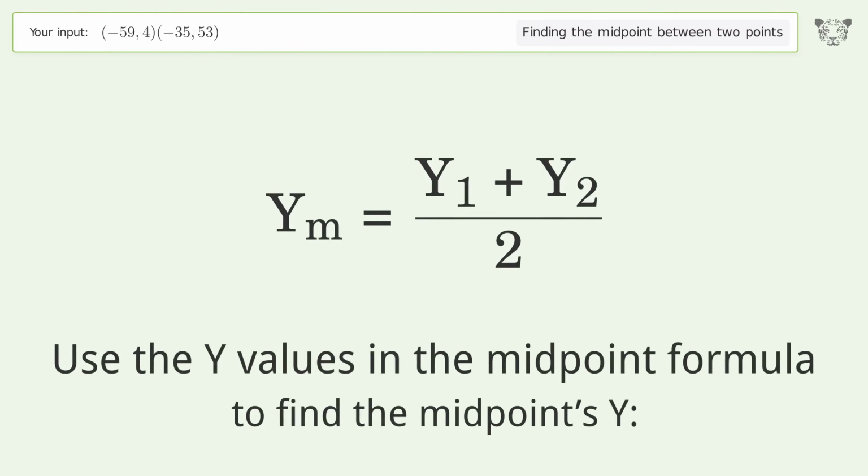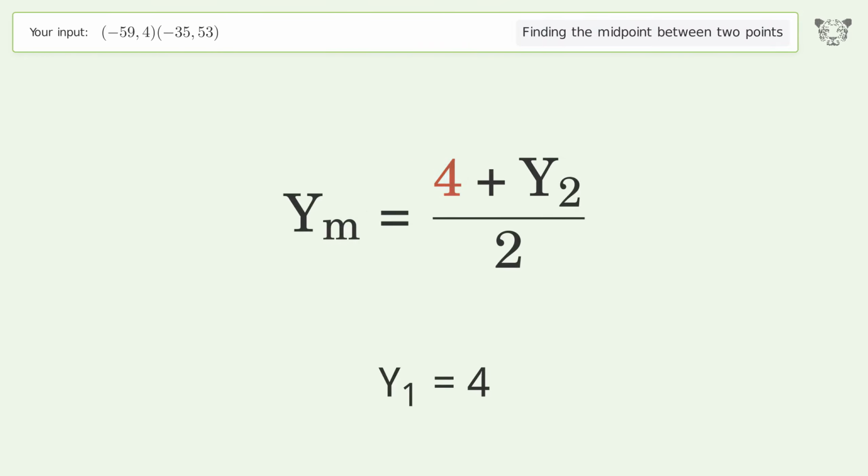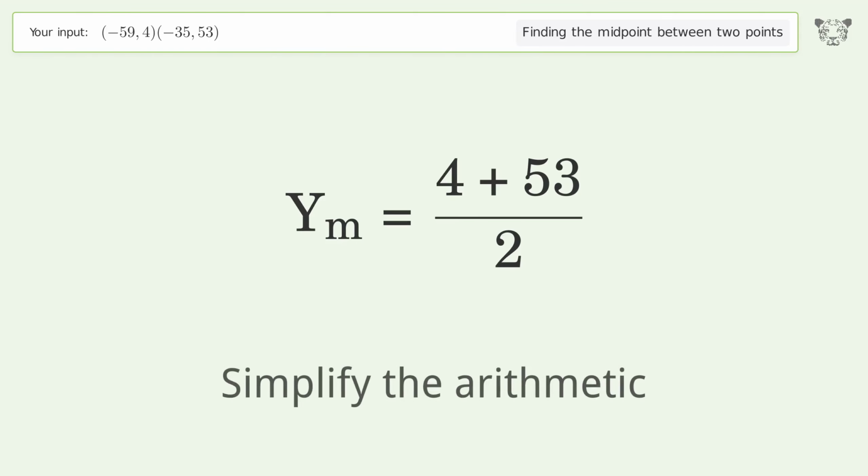Use the y values in the midpoint formula to find the midpoint's y. y1 equals 4. y2 equals 53. Simplify the arithmetic.